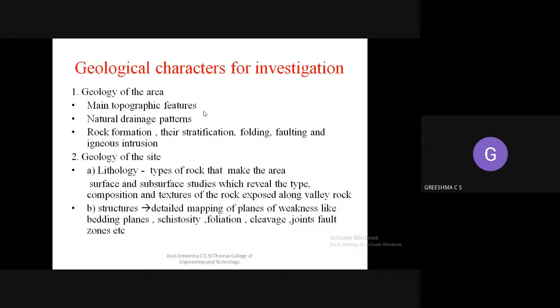A full panchayat study I have to do. Whether the land is good, what kind of soil it is, all those topographical features I have to study. Secondly, I have to study the geology of a particular site. That is, at Cherudoni there will be a particular point where I'll be constructing my dam. So next I have to study the geology of that particular site. Geology of the proposed site.